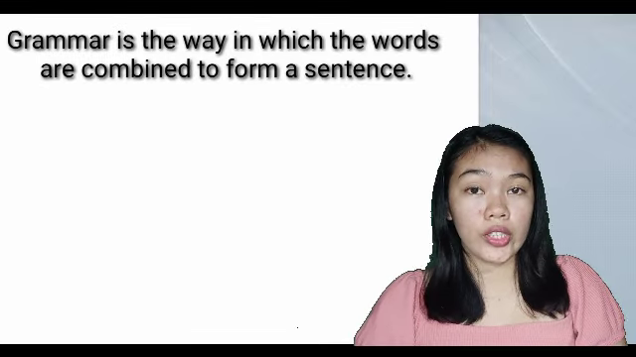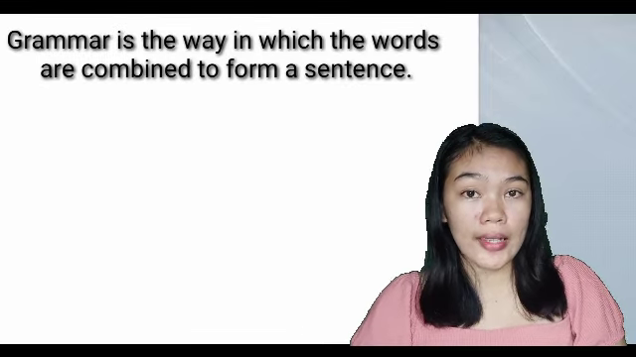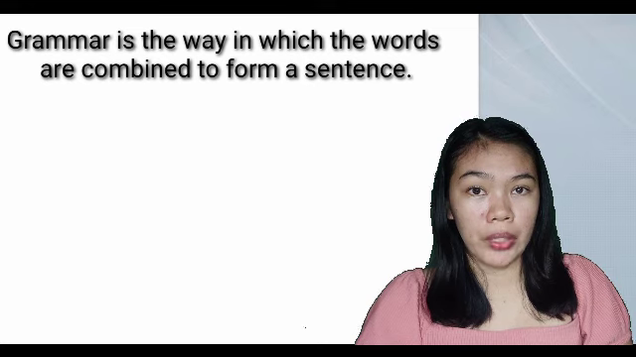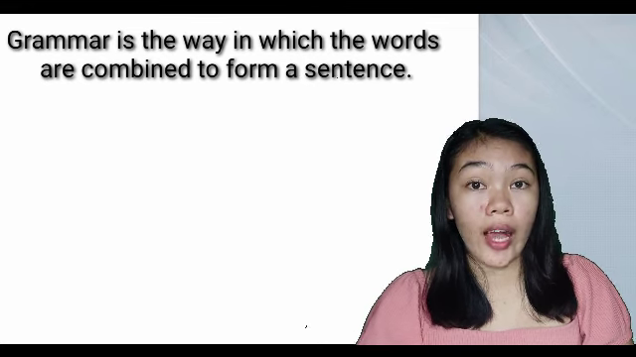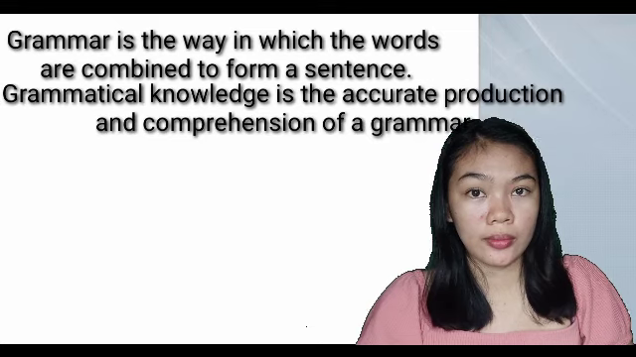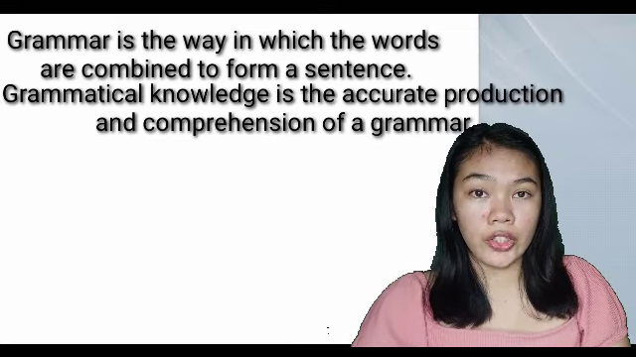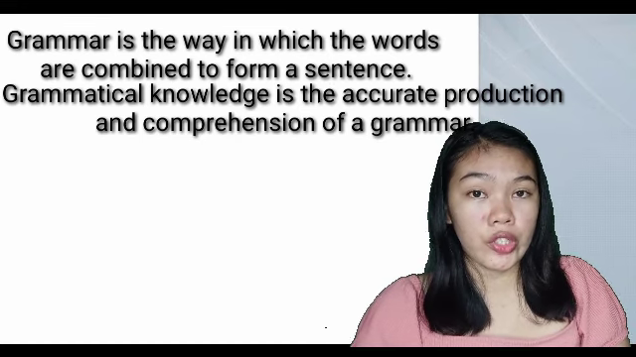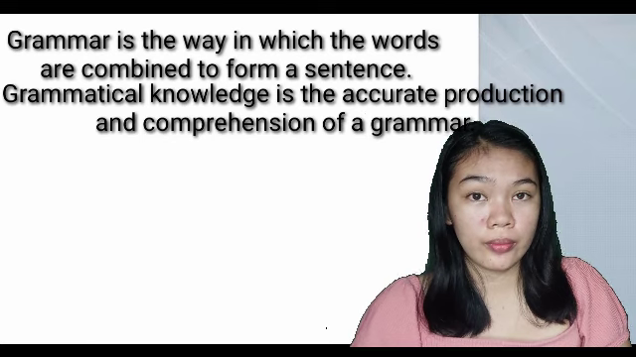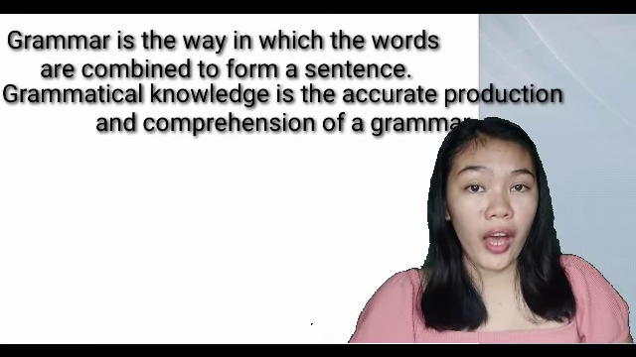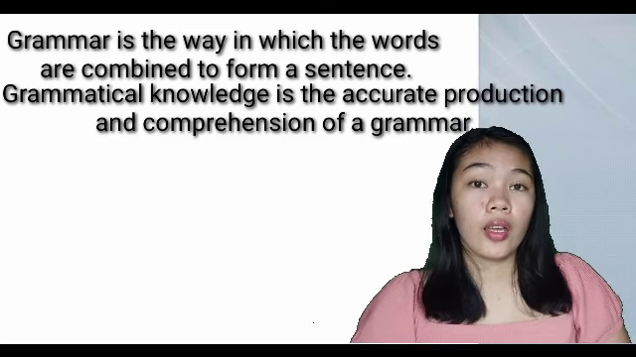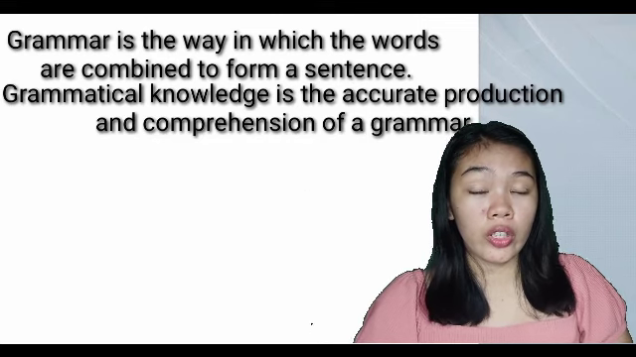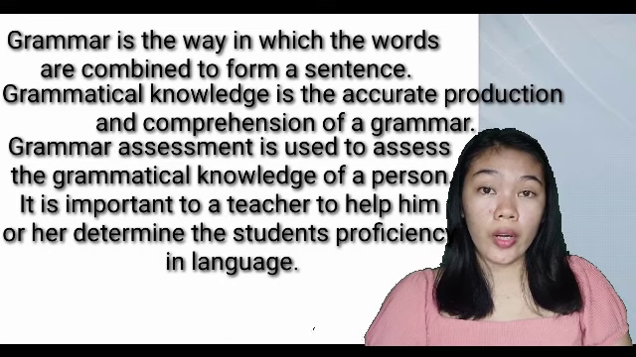Grammar is the way in which words are combined to form a sentence. For example, Johnny is jumping, with a subject and an action word to describe the subject. Next is grammatical knowledge. Grammatical knowledge is the accurate production and comprehension of a grammar. It is important for us to have a grammatical knowledge because without it, we may have a misunderstanding with one another.